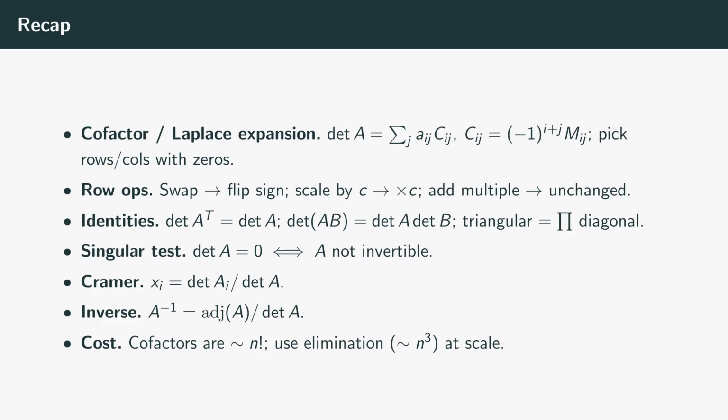3 structural identities. A matrix and its transpose share a determinant. The determinant of a product is the product of the determinants, and a triangular matrix has determinant equal to the product of its diagonal. The determinant is 0 exactly when the matrix is singular. Cramer's rule gives each unknown as the determinant of a column-swapped matrix over the determinant of the original. The inverse equals the adjugate divided by the determinant. And all of this, elegant as it is, costs about n factorial operations, so for serious work we reduce to triangular form by elimination. Next episode, we leave concrete matrices and define the abstract vector space itself.